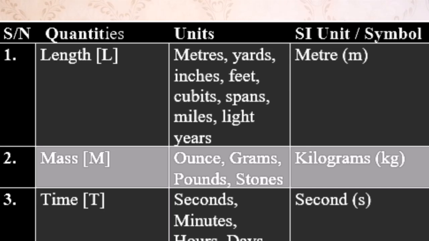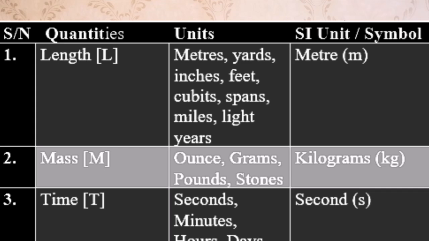And here is a table consisting of physical quantities, their units, as well as their SI units. First, we have length. The symbol of length is capital L, or the dimension of length is capital L. And length is measured in meters, in yards, in inches, in feet, in cubits, in spans, in miles, and in light years. But the SI unit of length is meters with the symbol small letter m.